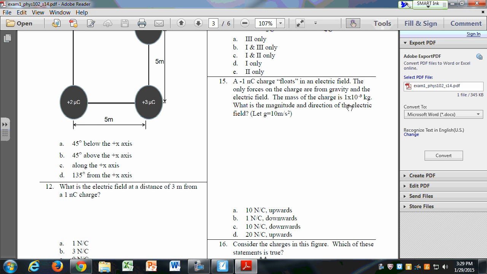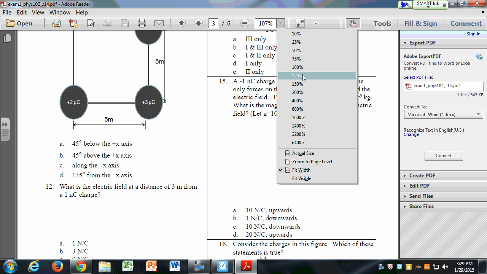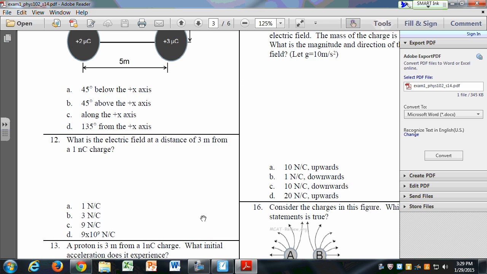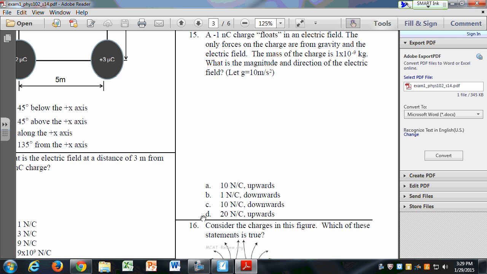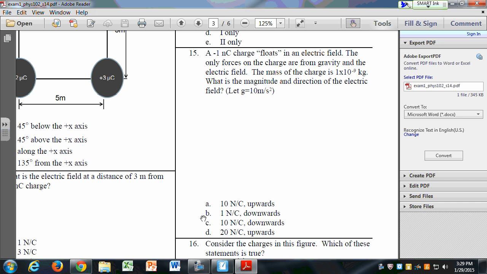Okay, let's look at some of these electric field problems. By the way, this is last spring's test, if you're keeping up with that. Let's look at this one. This one is actually from a homework problem that you had. I have a -1 nanocoulomb charge that floats in an electric field. The only forces on the charge are from gravity and the electric field, and the mass of the charge is 1 × 10⁻⁹. What is the magnitude and direction of the electric field?